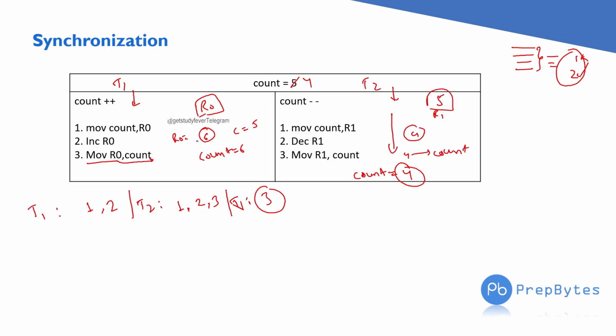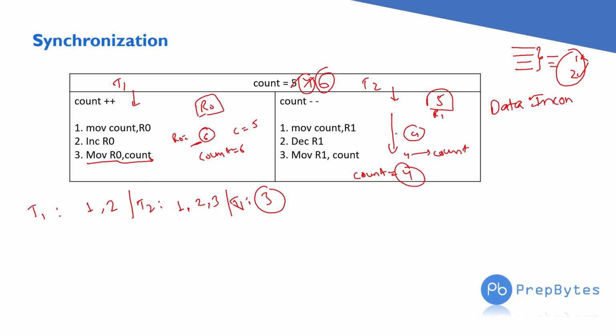What is the last step? The current value of R0 is just given to count. The current value of R0 was 6, so it will give it to count, and the count value will become 6. But now T2 will access the count value and see, oh, the value should have been 4, but the value is 6. For T1 the answer is correct, but for T2 the answer is wrong. This is known as the data inconsistency problem.